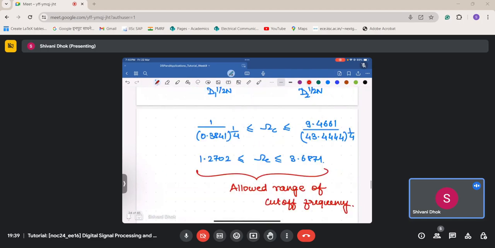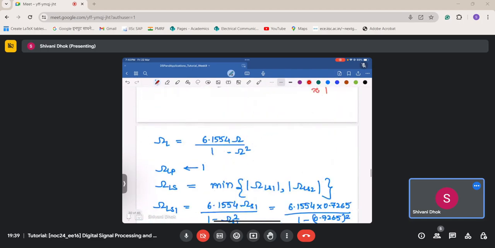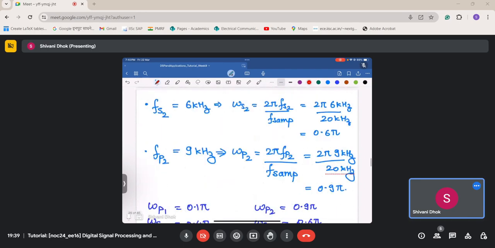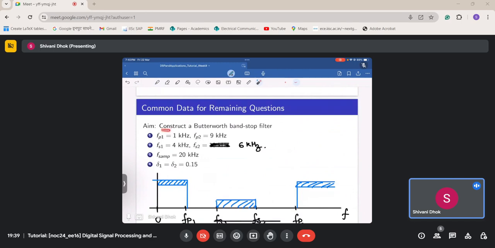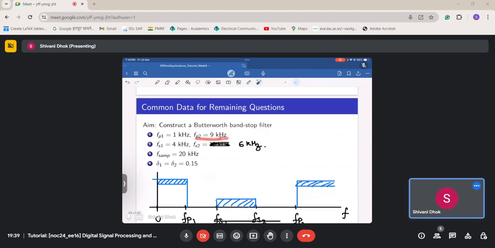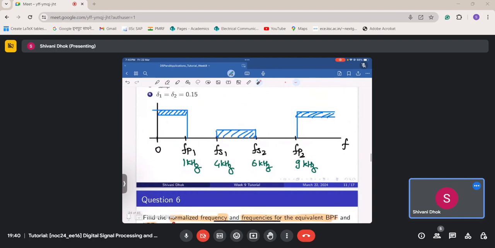So let me just again go through whatever we did in this last part of the question, just a quick recap. Our aim was to construct a Butterworth bandstop filter. So basically we wanted to construct a digital filter with specifications given to us in this fashion. We had passband edges as 1 kilohertz and 9 kilohertz. We had stop band edges as 4 and 6 kilohertz. Then we have sampling frequency as 20 kilohertz, and the passband and stop band tolerances are given as 0.15. So based on this, we need to construct our filter.